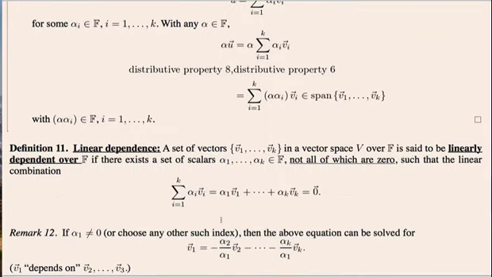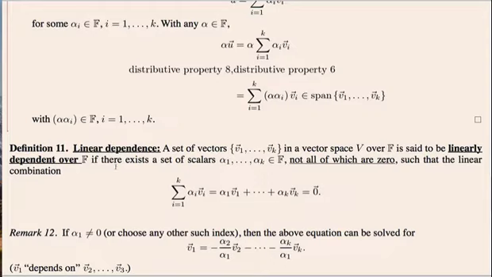Next definition is linear independence. A set of vectors v1, ..., vk in a vector space V over F is said to be linearly dependent over F. So this is linear dependence. If there exists a set of scalars alpha_1, ..., alpha_k in F, not all of which are 0, important, such that the linear combination, the sum of alpha_i v_i, equals the 0 vector.